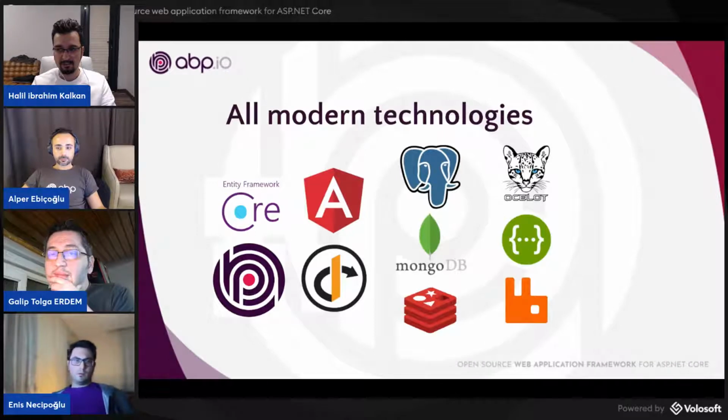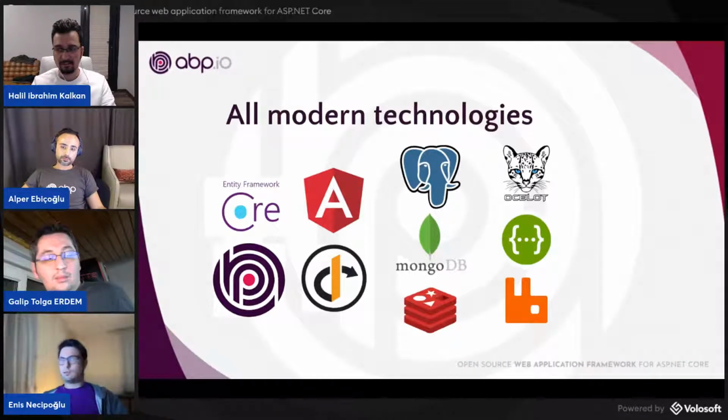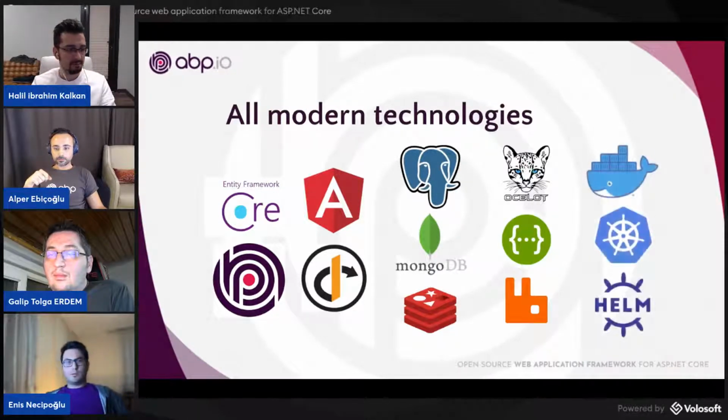We are planning to introduce other gateway technologies, but currently we are using Ocelot. Also Swagger and RabbitMQ for inter-service communication. And deployment, as Galip says, will explain how we deploy that. Docker, Kubernetes, and Helm charts we are using for deployment. We can surely say all the modern technologies are used in the eShop on ABP project.